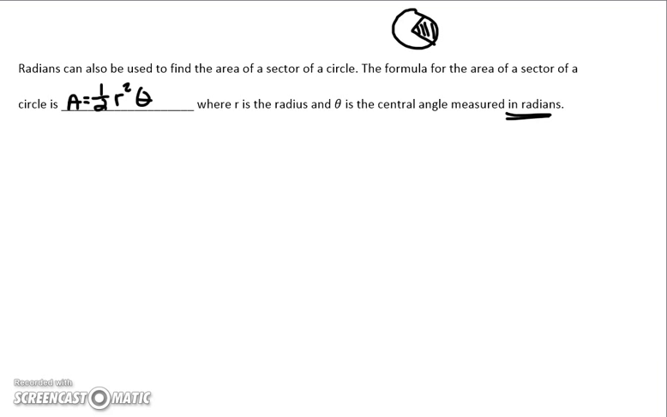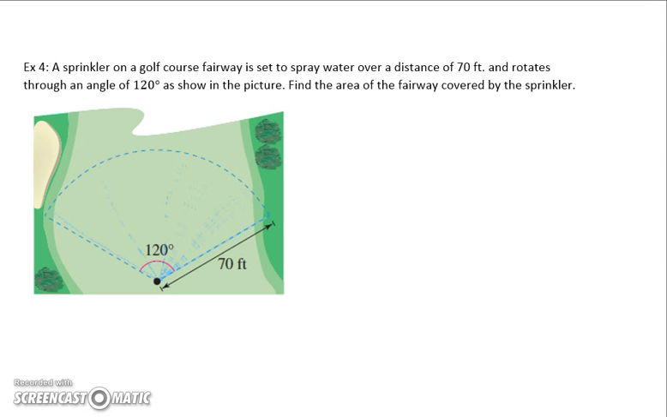So looking at a real quick example of that. A sprinkler on a golf course fairway is set to spray water over a distance of 70 feet and rotates through an angle of 120 degrees as shown in the picture. Find the area of the fairway covered by the sprinkler. So if this thing were to go all the way around, this 70 feet right here would serve as the radius. Now the problem again is going to come from the fact, like we saw earlier, that they give us degrees and we need radians.